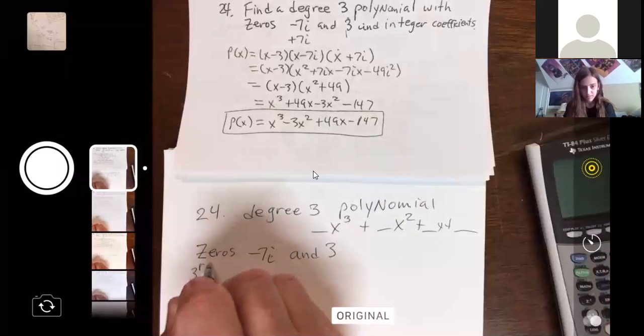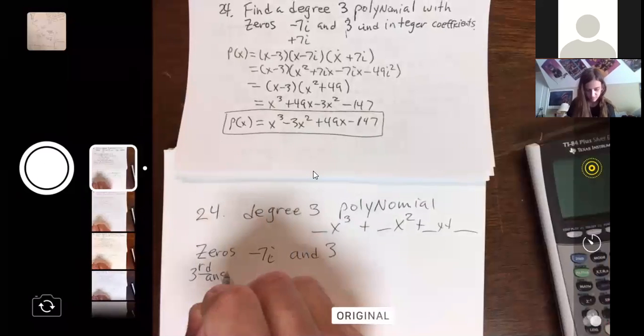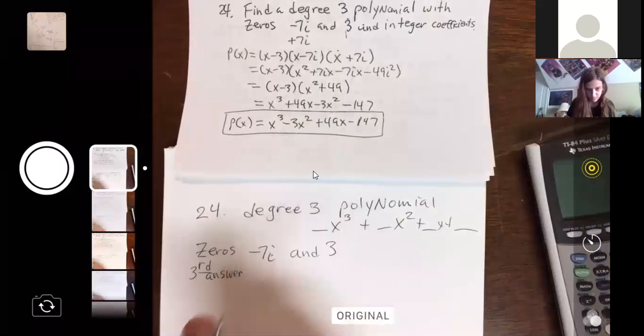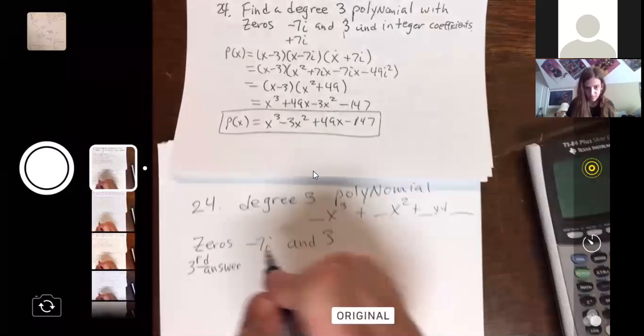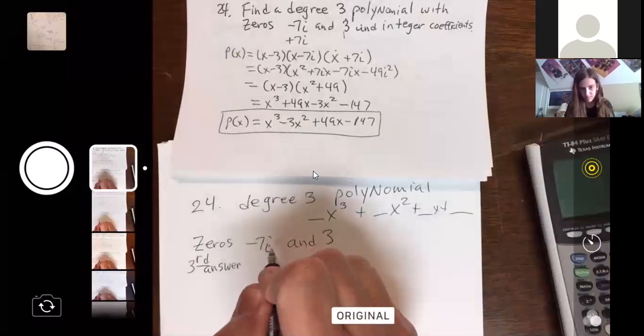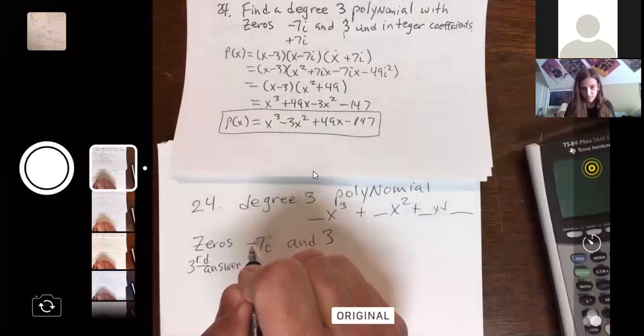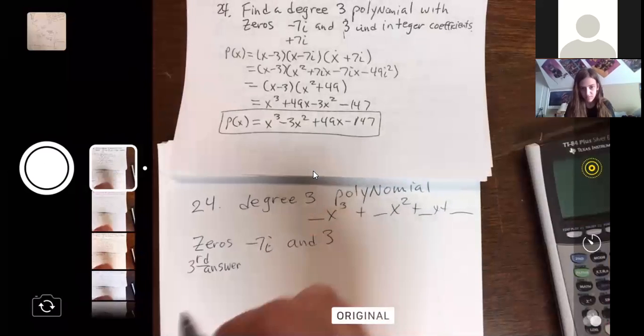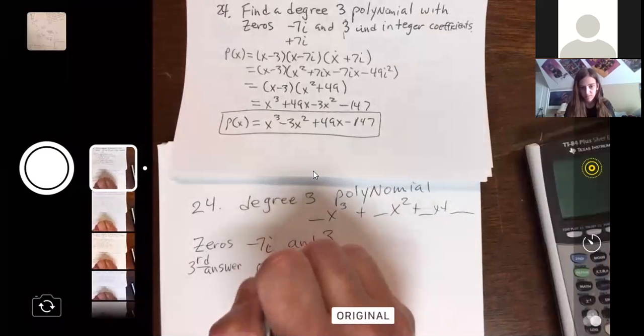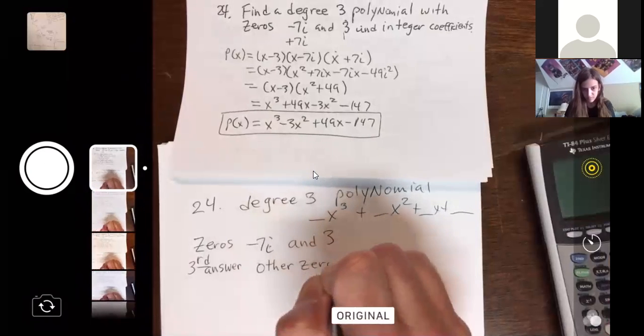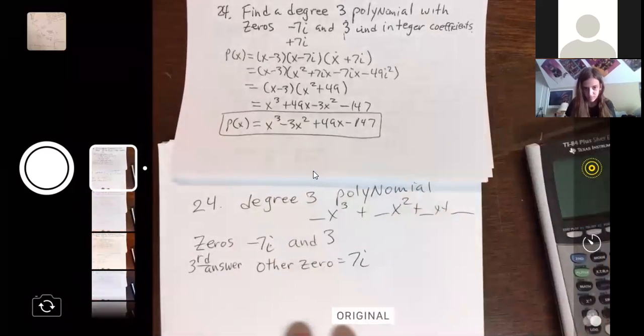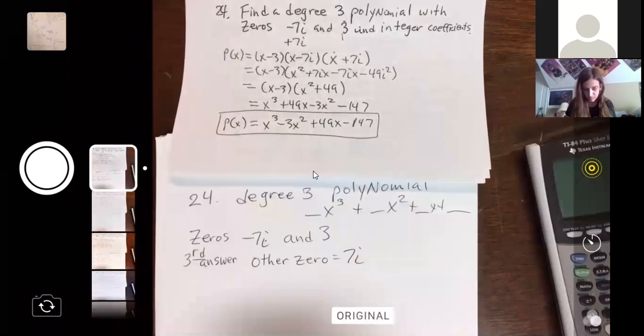So the third answer, there was a complex zero theorem in chapter 3. If they give you an imaginary answer and a sign on it, the other sign of this is always the other answer. In other words, the other zero is 7i. Again, one of those technical details may have got glossed over. Do you happen to remember that? I don't remember the name of it. It was called the complex zero theorem. That was it. Yeah. It started with a C.